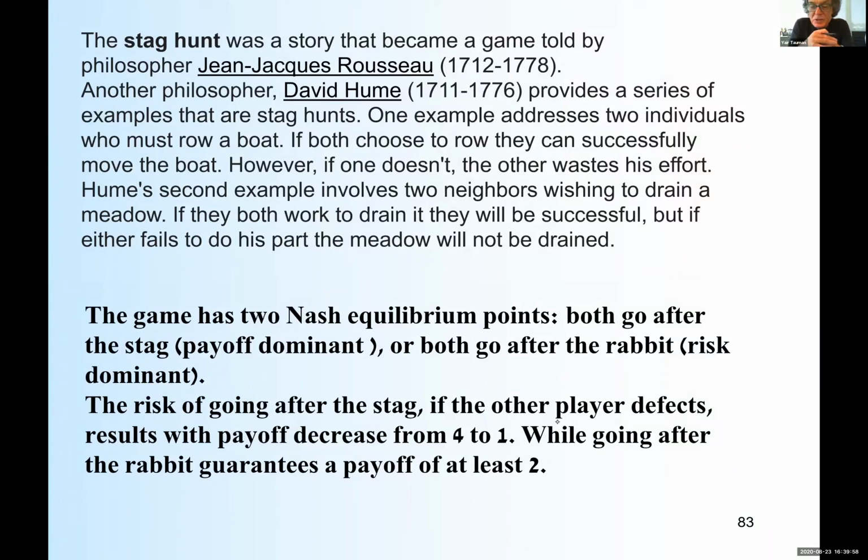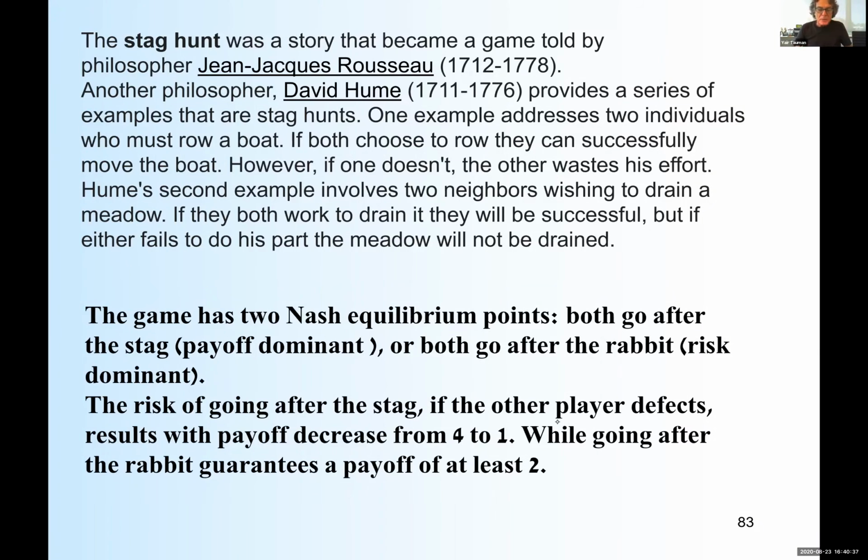One example addresses two individuals who must row a boat. If both choose to row, they can successfully move the boat and, let's say, cross the river. However, if one doesn't, the other wastes his effort because by himself he cannot do it. Hume's second example involves two neighbors wishing to drain a meadow. If they both work to drain the meadow, they will be successful. But if either fails to do his part, the meadow will not be drained. Okay, there are more examples of this in biology and others.